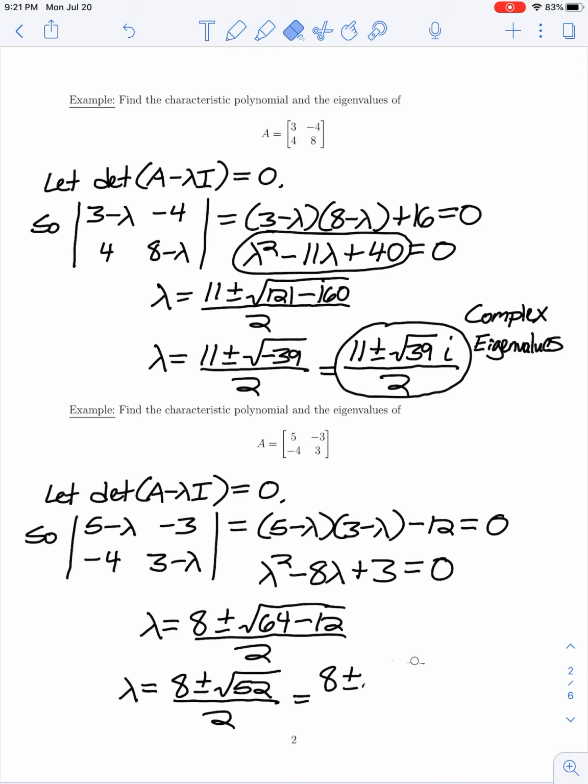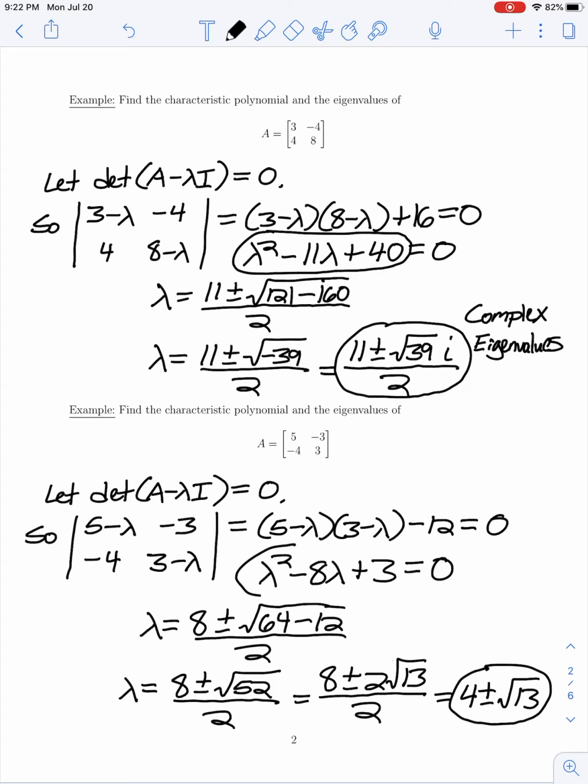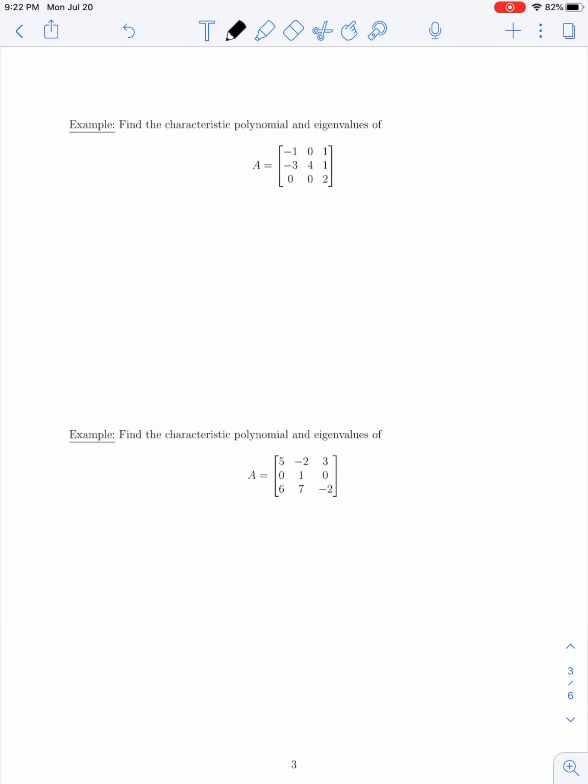of 4, which is 2, times the square root of 13 all over 2, or dividing through by 2, we're left with 4 plus or minus the square root of 13. So here we have real eigenvalues instead of complex ones as in the last example, and our characteristic polynomial for this matrix was the following quadratic. Okay.